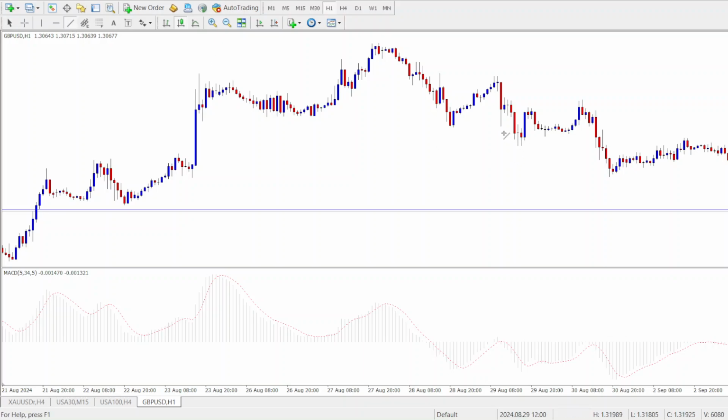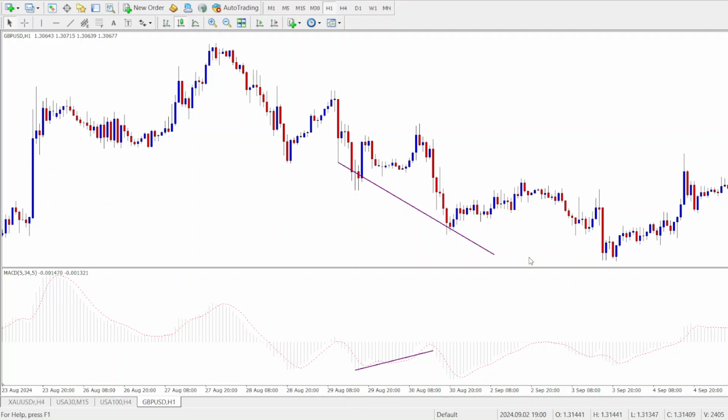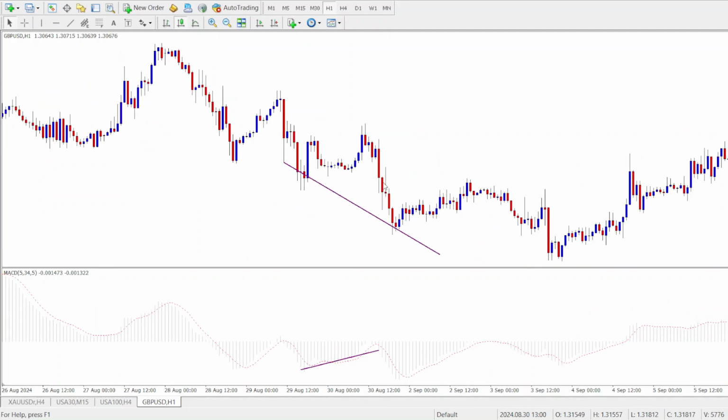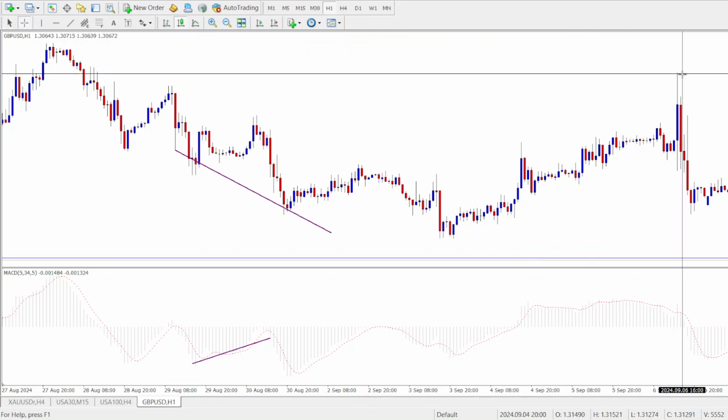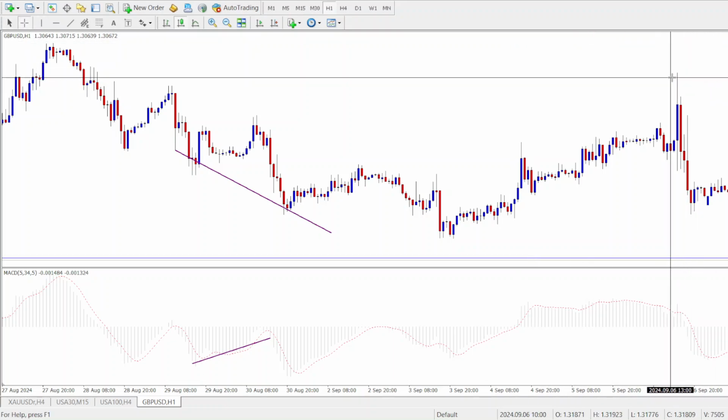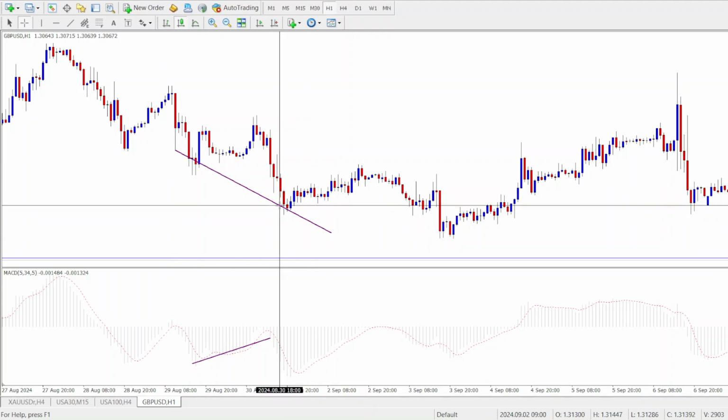All right, now we can see that price was making a lower low around here, but the MACD on the other hand was making a higher low, right? So this could indicate a potential reversal to the upside, as we can see that after a while the price began to go up, and we can see that price eventually went up more than where the divergence occurred.